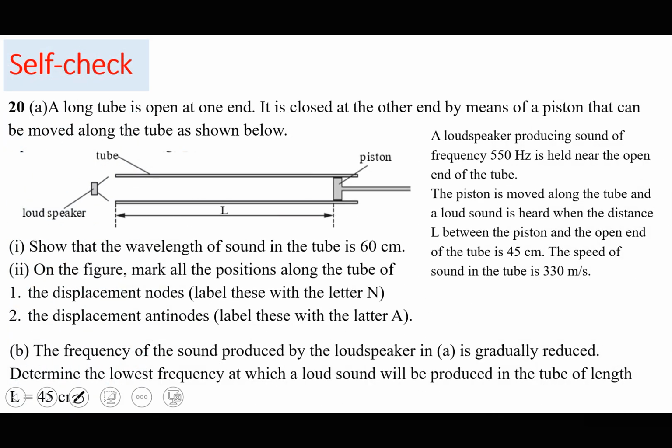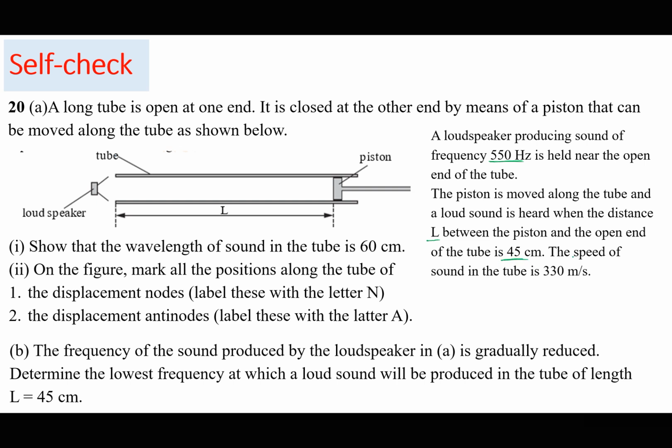And lastly, a long tube is open at one end. It is closed at the other end by means of a piston that can be moved along the tube as shown below. A loudspeaker produces sound of frequency 550 Hz and is held near the open end of the tube. The piston is moved along the tube and a loud sound is heard when the distance L between the piston and the open end of the tube is 45 centimeters.